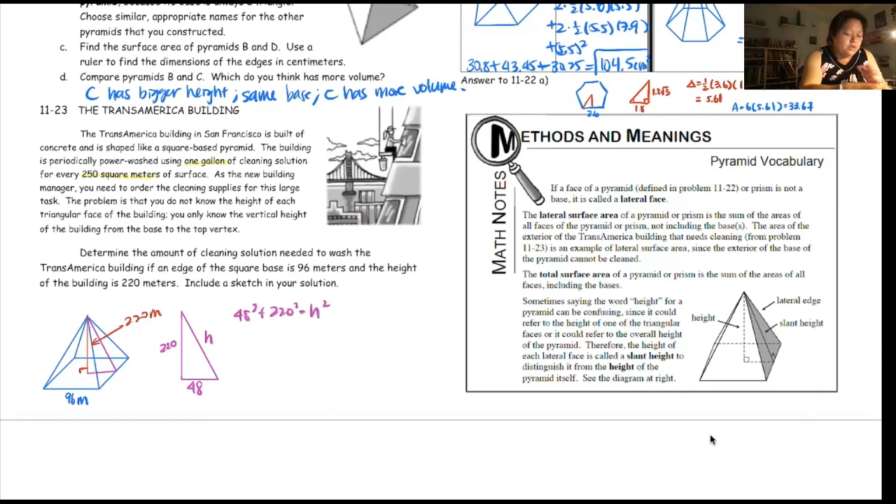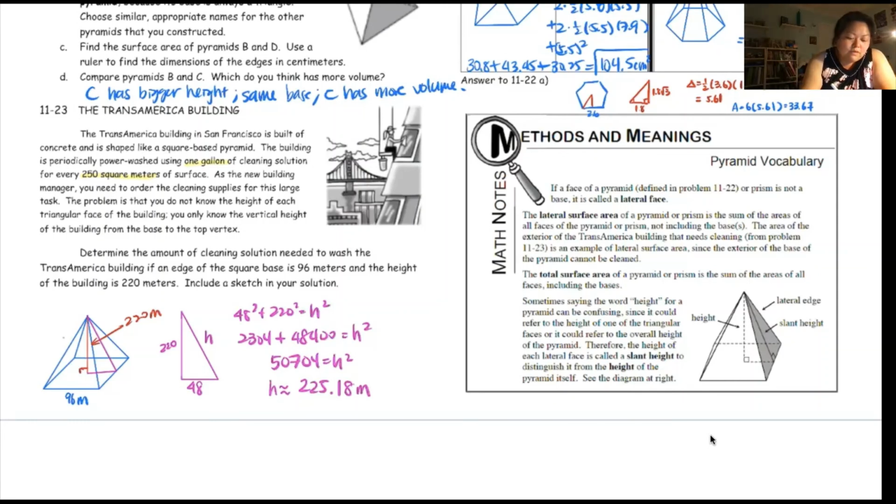Okay, so 48 squared, again, my handy dandy calculator is going to help me. 48 squared is 2,304. 220 squared is 48,400. So that's 50,704. So my height is about 225.18 meters. Okay, now that's great. That's going to help me figure out how much surface I'm going to clean. Well, when they say surface in this case, we're ignoring the base because you're not going to clean the base. The base is where we're stepping on.